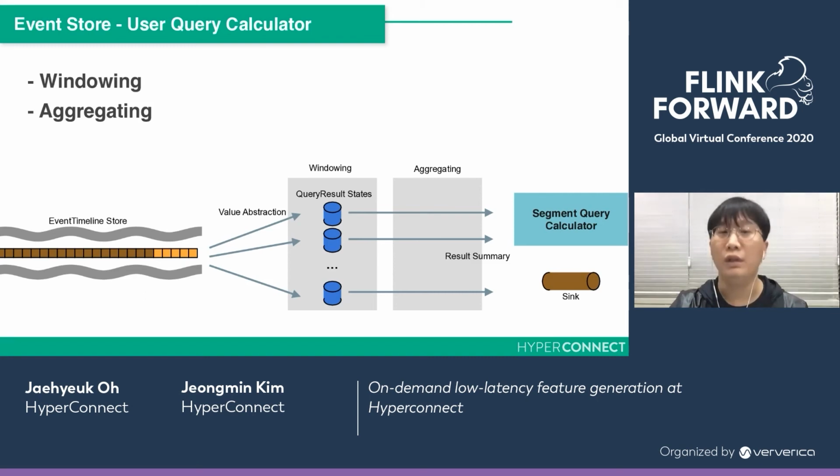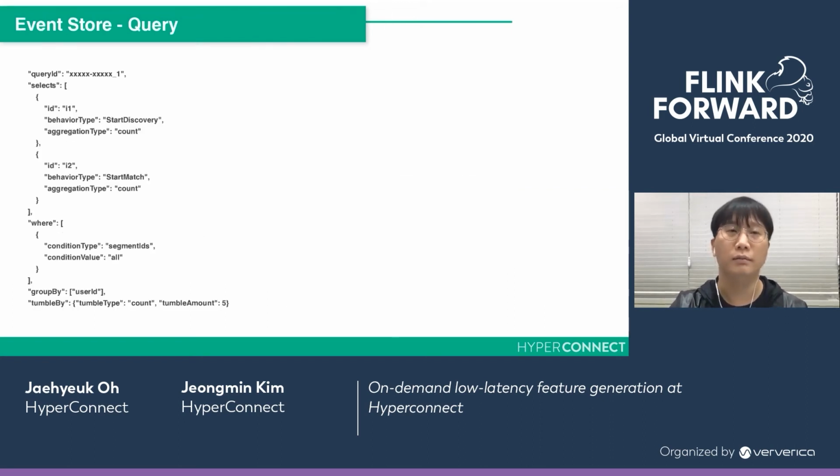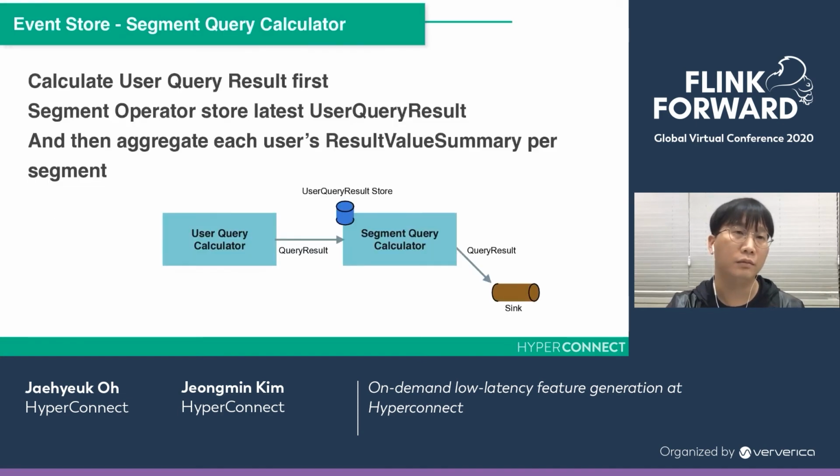Furthermore, these windowed results are stored in the query result state, and the aggregated value is also calculated and passed to the next operators, the segment query calculator and the Kafka sink. And the user query calculator's behavior can be dynamically managed with the query definitions. This is an example query. We can specify target events, apply functions, filter conditions, group, and window methods.